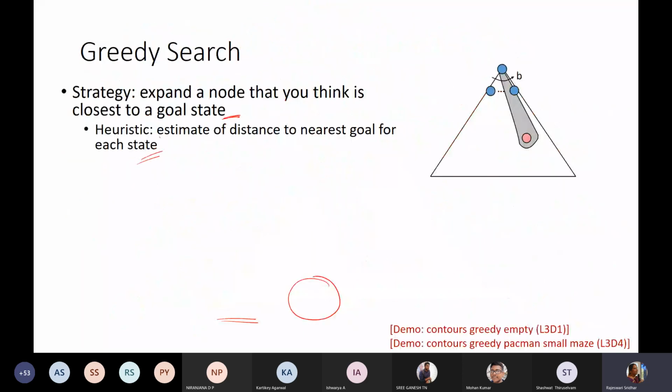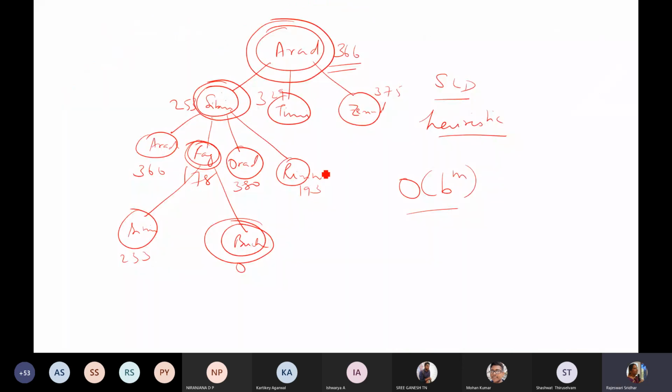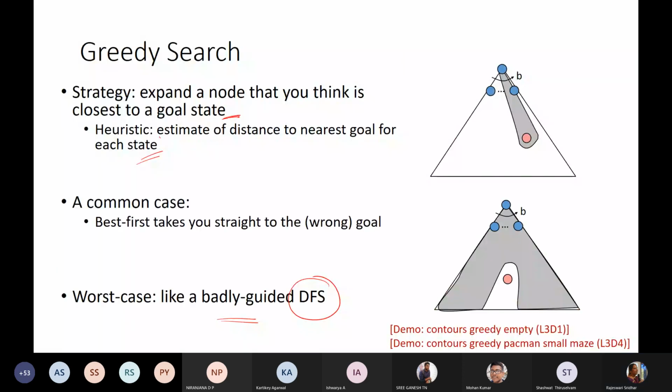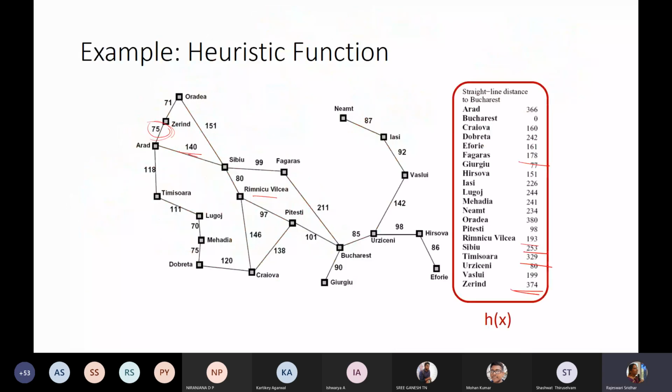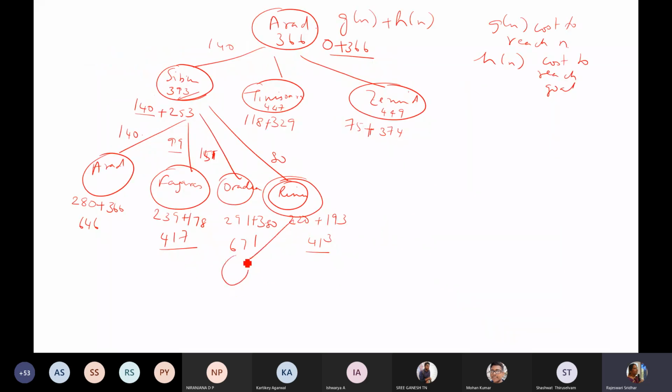So what did we expand in the previous algorithm? We expanded Fagaras there. Now we are expanding this one, so it's going to be a change. This will be expanded. When you say Rimnicu, its adjacent vertices are Pitesti, Craiova and Sibiu. So you can expand that again. Fagaras will be costlier, I'm not going to calculate that. Sibiu will be costly too, I'm not going to calculate. And this is Craiova.